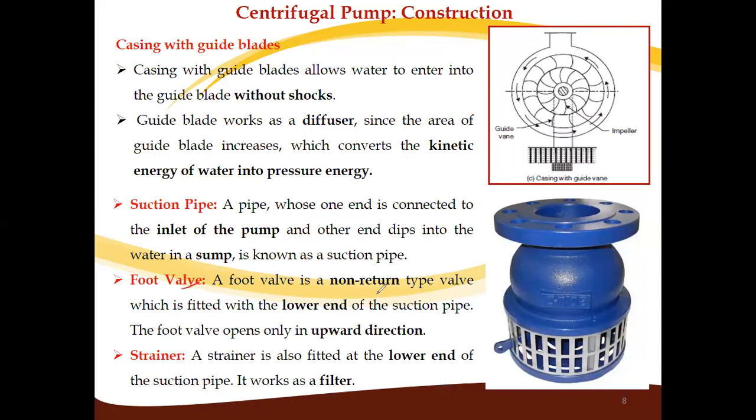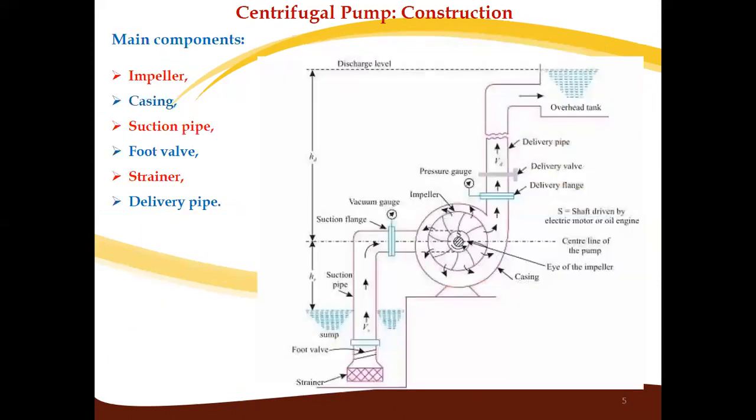Now we have the next component, that is the foot valve. A foot valve is a non-return type of valve. In this diagram, both the foot valve and strainer are there. This valve is called the foot valve, and this part is called the strainer. The foot valve is fitted at the lower end of the suction pipe. So at this lower end the foot valve is fitted, and below the foot valve there is a strainer.